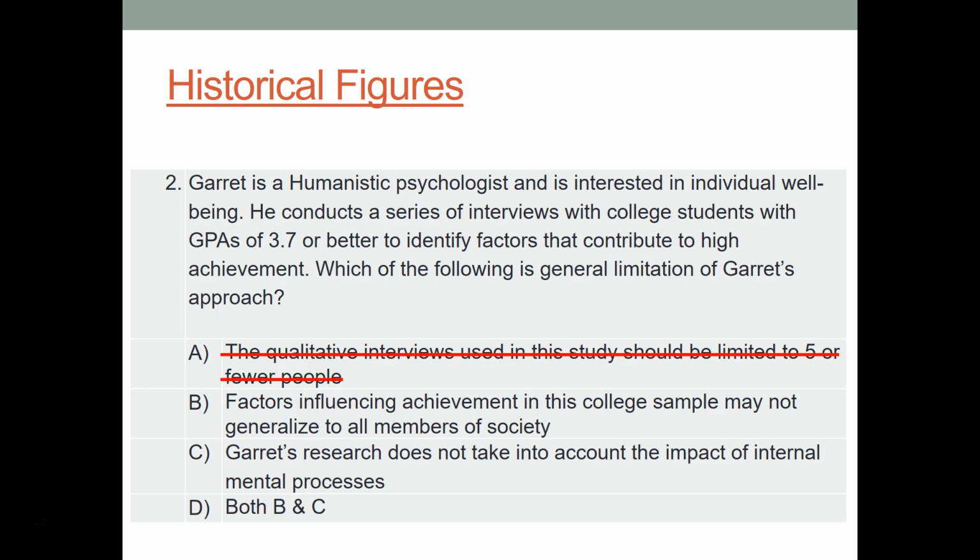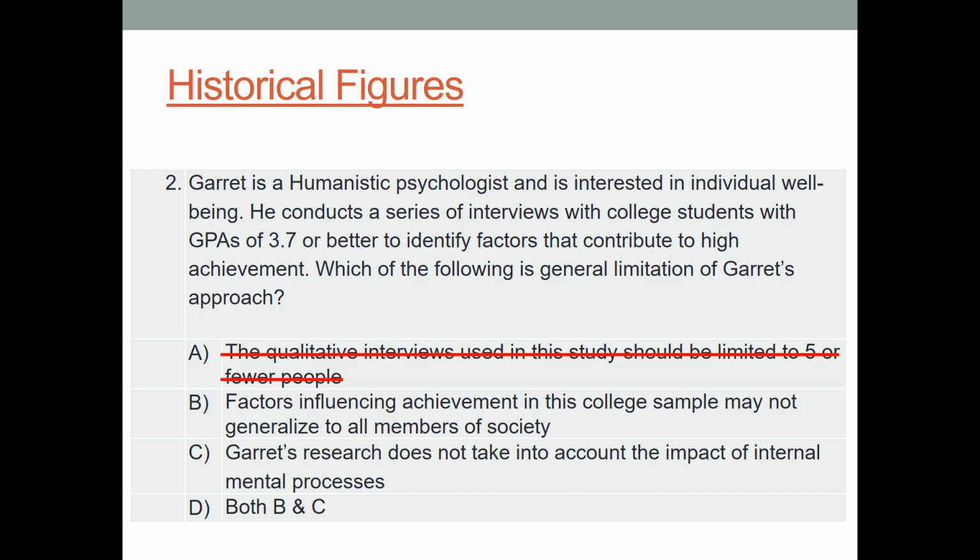Option B, factors influencing achievement in this college sample may not generalize to all members of society. That should be ringing some bells, right? We talked about one of the limitations of humanistic psychology was this idea of studying a very select group of individuals who were very high achieving and questions about whether or not that would generalize. So we're going to leave B open for a moment.